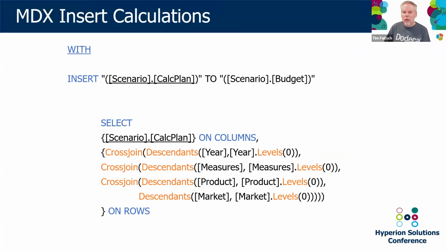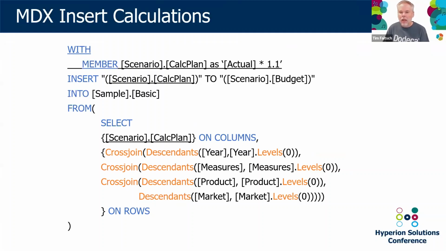Now, remember I talked about member on the fly. I'm going to create my member on the fly. I'm going to create this member calc plan as actual times 110%. So I'm taking my actual data, multiplying it by 110%, and putting it into budget.